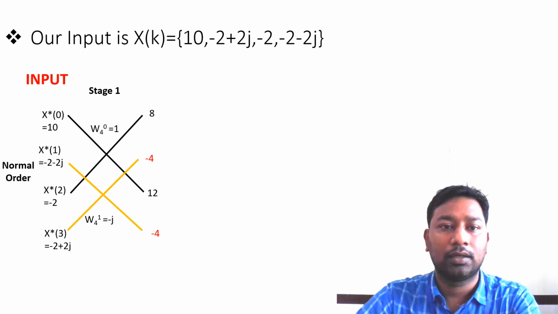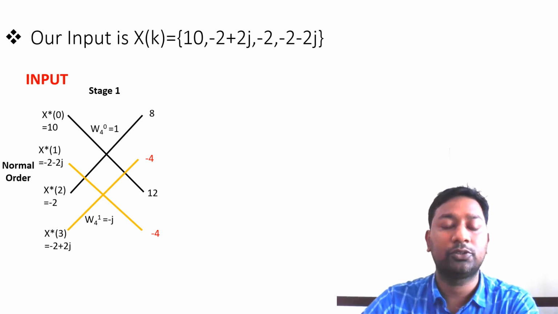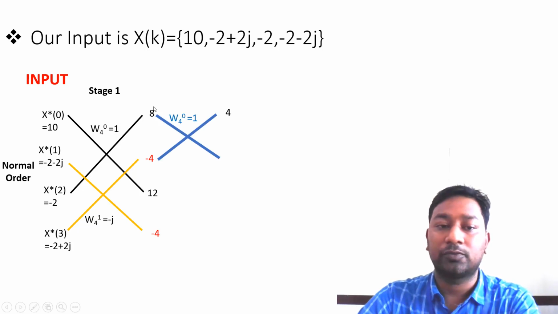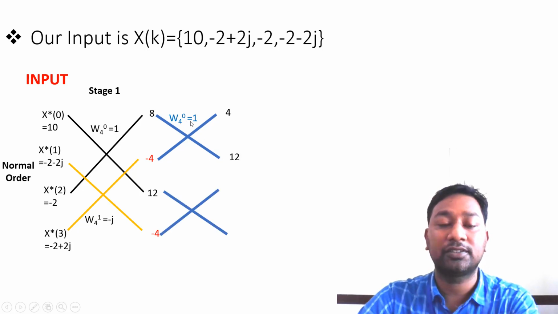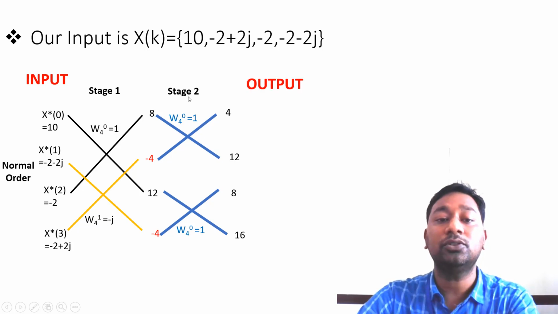The output of the first stage is the input of the second stage. In the second stage, two butterflies will be associated. The first butterfly input is 8 and minus 4. It is simple addition and subtraction, because omega 4 to the power 0 is 1, so we get 4 and 12. For the second butterfly, the input is 12 and minus 4, and we get outputs 8 and 16: 12 minus 4 is 8, and 12 plus 4 is 16. Both butterflies have the twiddle factor omega 4 to the power 0. All of this belongs to stage 2.